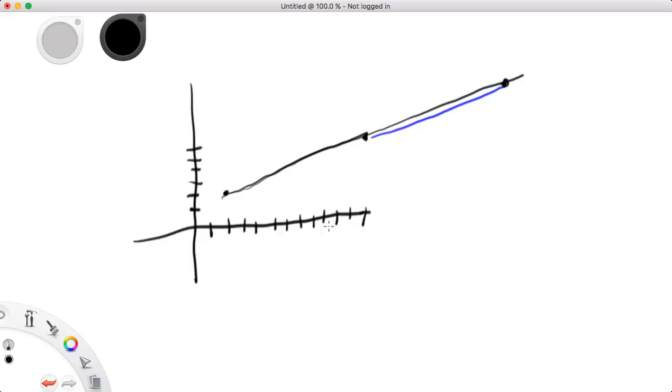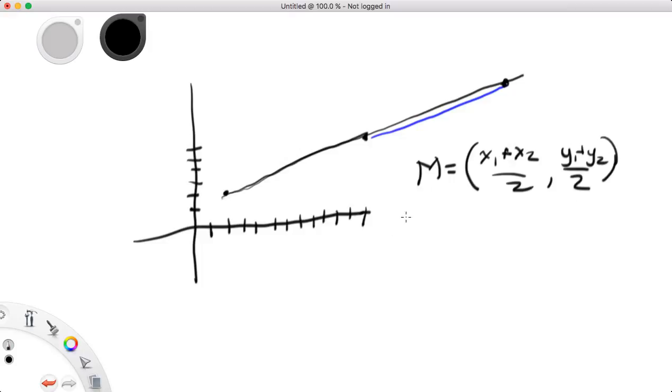Okay, now, here we have a tricky one. We have this thing where one of our endpoints is at 2, comma 2, and the midpoint is at 12, comma 6. Okay? And it's asking, what is the other endpoint?